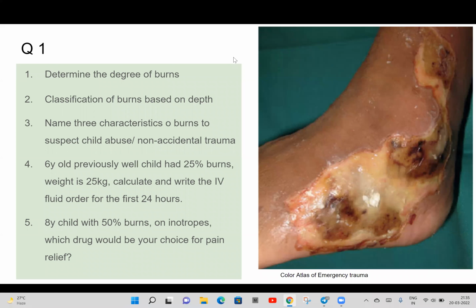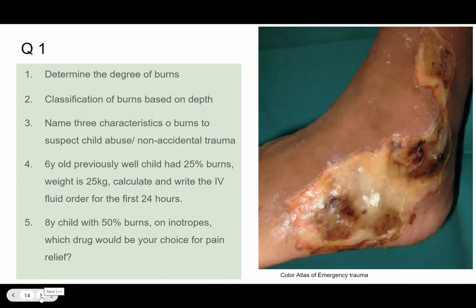Then, 8-year-old child with 50% burns on inotropes. Which drug will be your choice for pain relief? What will you choose? The child is not stable. The child is on inotropes. Opioid. Yeah, opioids, you have to mention which one. That is why it's specifically asked. Ketamine. Ketamine, you have to give it as an infusion. Yeah, fentanyl is preferred in a child who is not hemodynamically stable.